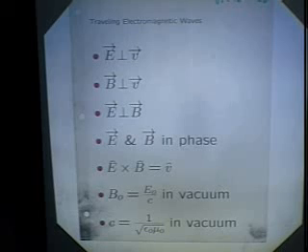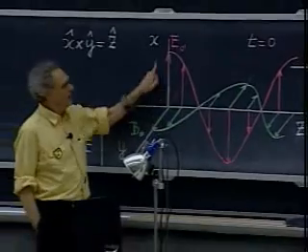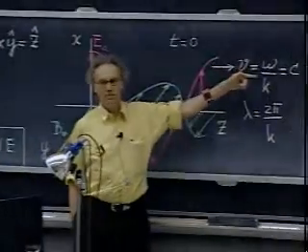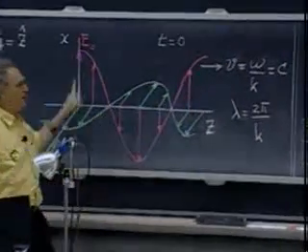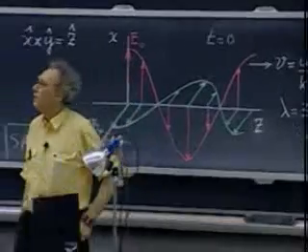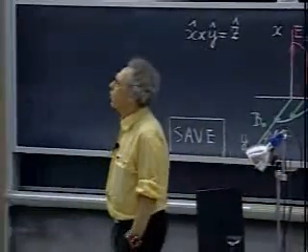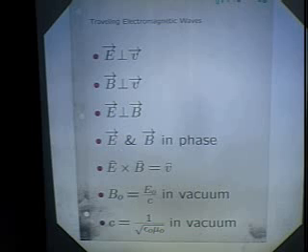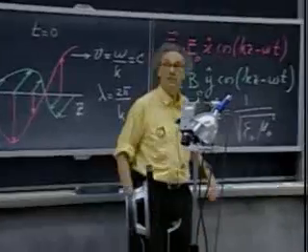E is perpendicular to V. Notice that that's what I chose. E is perpendicular to V. V is in the Z direction, and E is like this, so that's obviously why I chose that. B is also perpendicular to V. B is in the Y direction here, only in the Y direction. It's also perpendicular to V, which is in the Z direction.